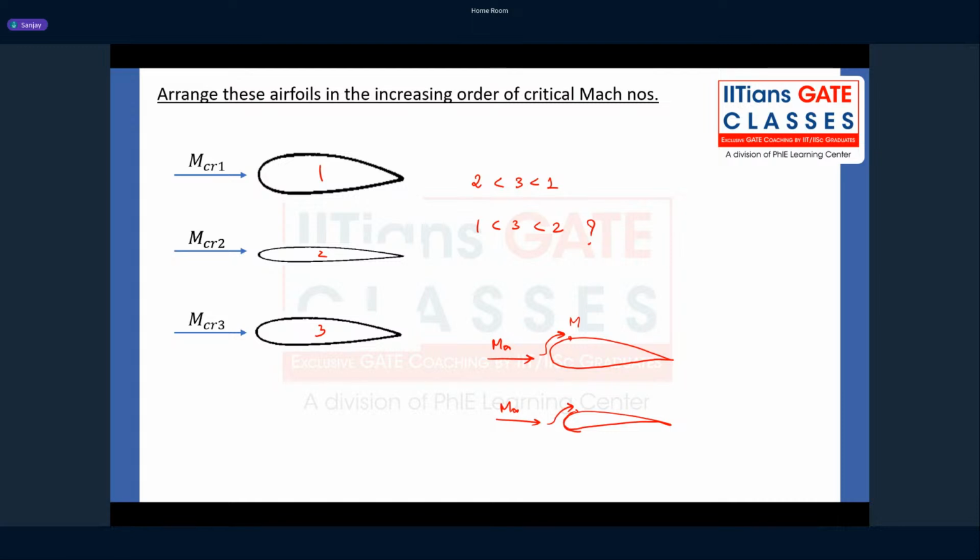So which should have the highest critical Mach number? Is it the thinnest aerofoil or the thickest aerofoil? Which should have the highest critical Mach number? Is it thinnest or thickest? Should it be the thinnest aerofoil or the thickest aerofoil?